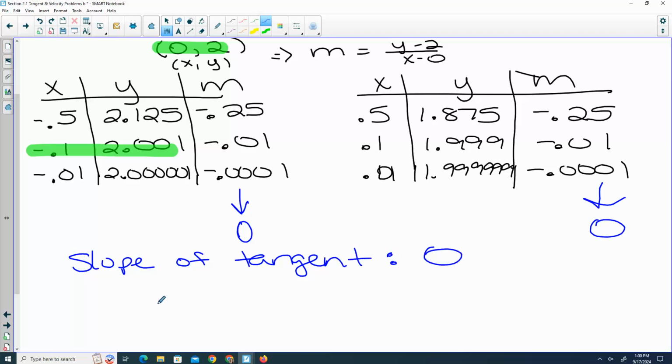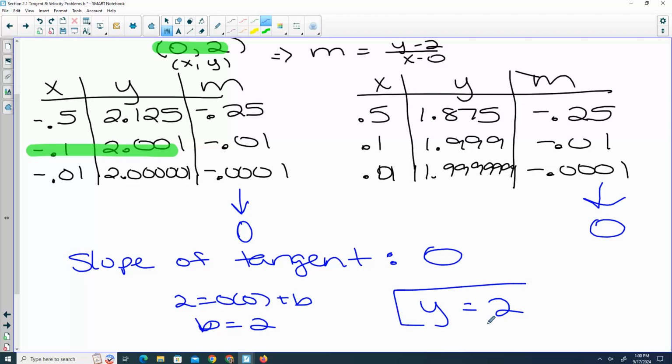And then I asked for the equation. So we have our point 0, 2, our slope is 0. So if you plug into y equals mx plus b, your y-intercept is 2. Equation y equals 2 is just a horizontal line. Our slope is 0.